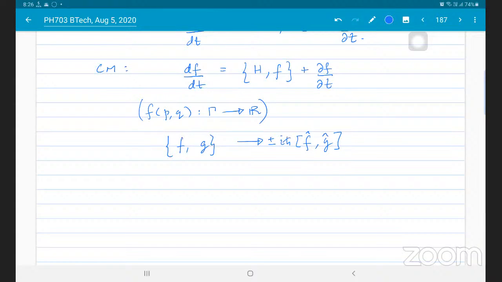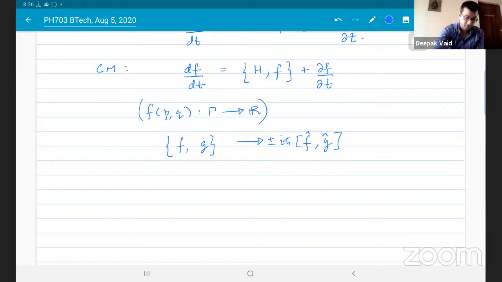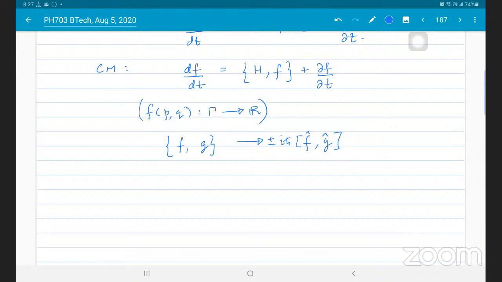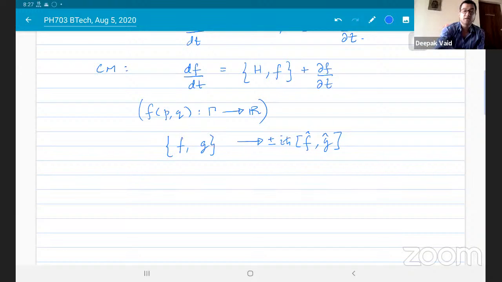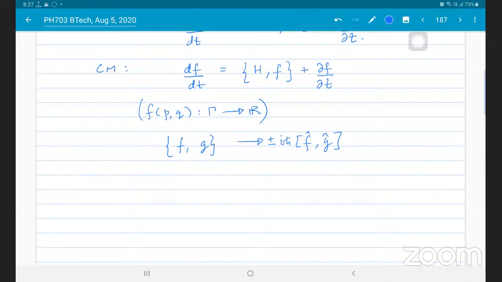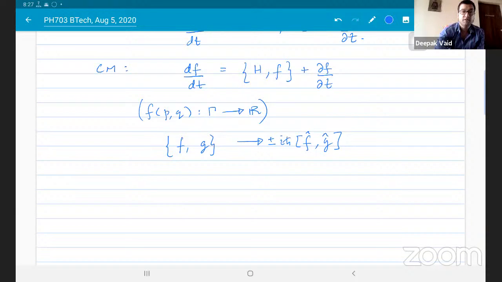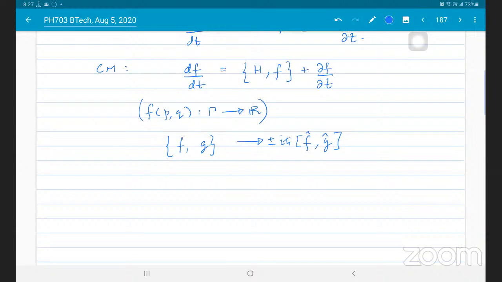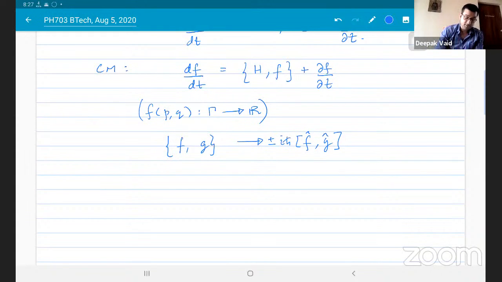Sir, what is the symbol in the second last line? Which symbol? Omega? Sir, the one written after function of p and q. Yes, that is gamma, sorry, capital gamma. You have small gamma and then there is capital gamma also, right? Small gamma is this and capital gamma is this. This is a Greek alphabet.